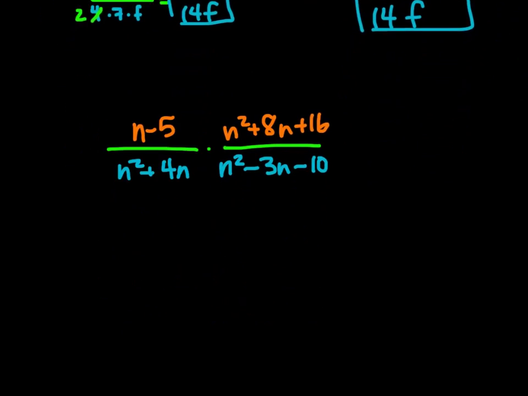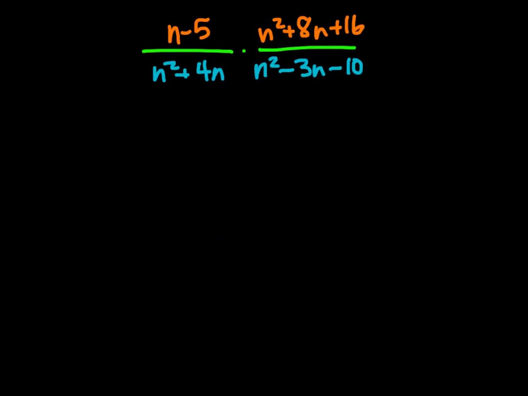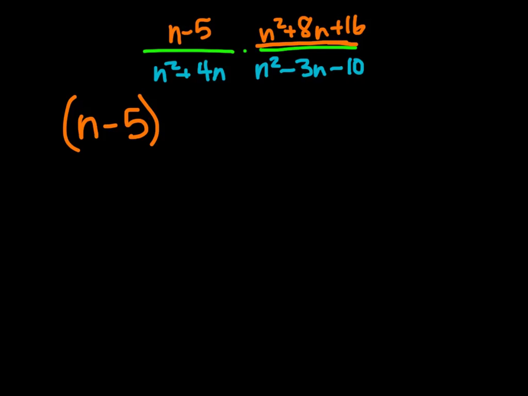Let's try one more, and I'm going to do the simplify-first-then-multiply method, and you will see once again how this can all work out in your favor if you do simplification first. So if I look at this first part of our problem, we have n minus 5. Can't do anything with that, so it just stays n minus 5. But over here, the n minus 5, I'm going to put in parentheses because we have actually a trinomial over here.